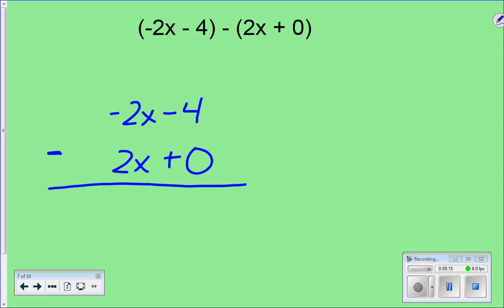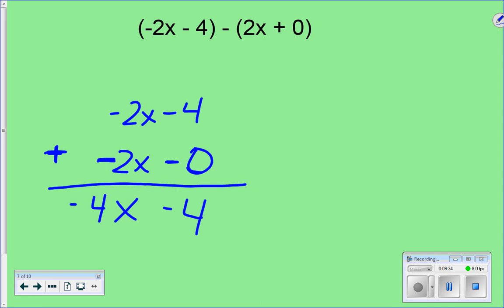Okay, so a lot of you probably did this. And this was a negative. And this turns into a subtraction sign. So let's see. Negative 4. 4x, negative 4x, something like this.